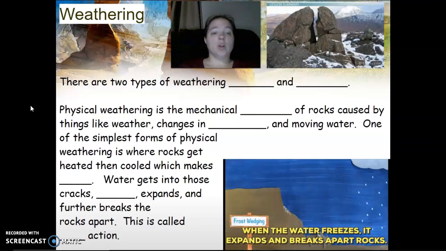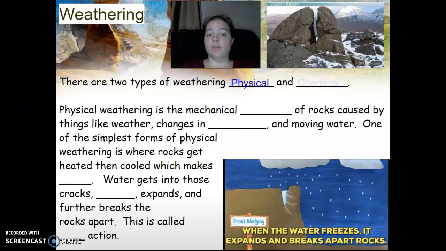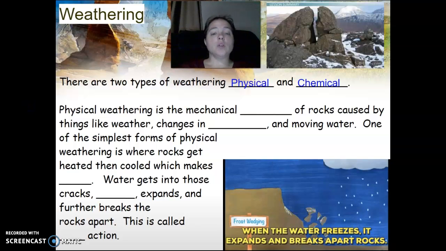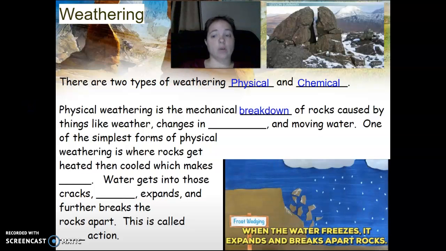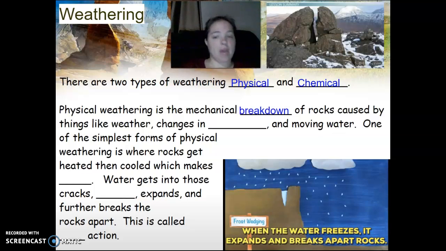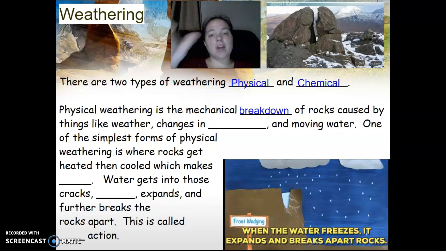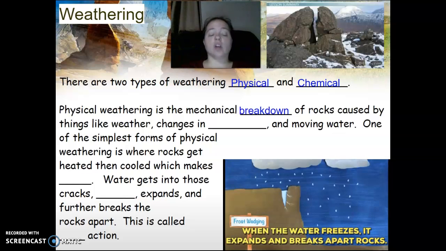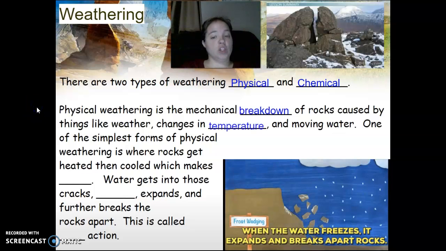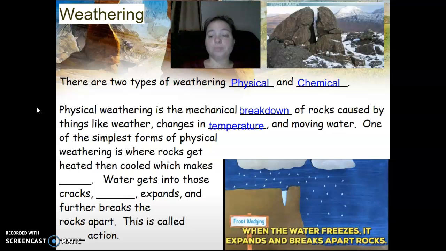So weathering. There are two types of weathering. You've got chemical and physical. So physical weathering is mechanical breakdown of rocks. Remember how we had mechanical weathering? Mechanical and physical are interchangeable. So it's the breakdown of rocks caused by things like weather and changes in temperature and moving water.